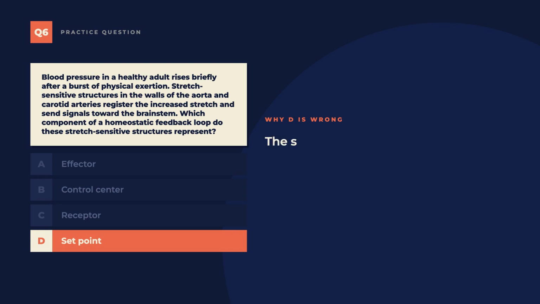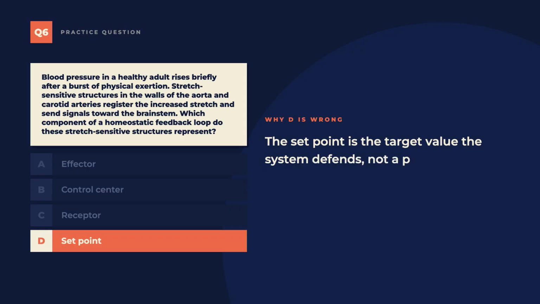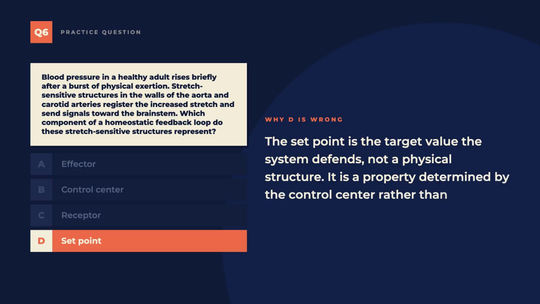D is wrong because the set point is the target value the system defends, not a physical structure. It is a property determined by the control center rather than a component that detects change.